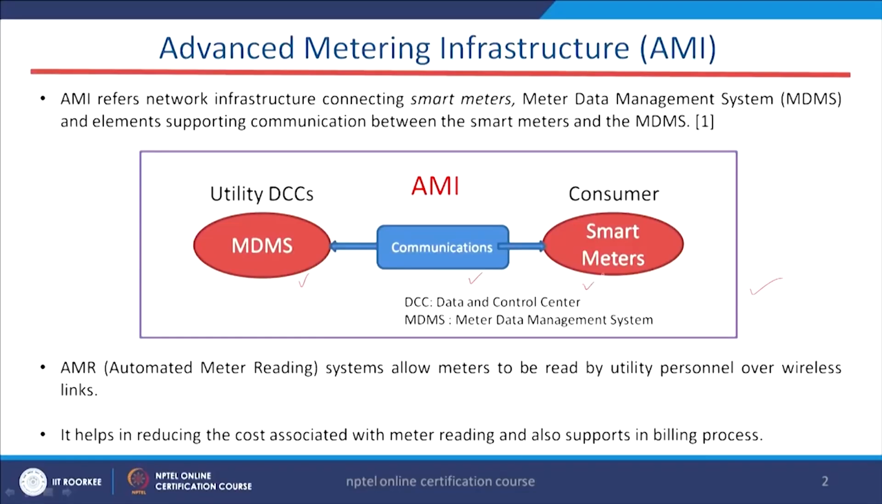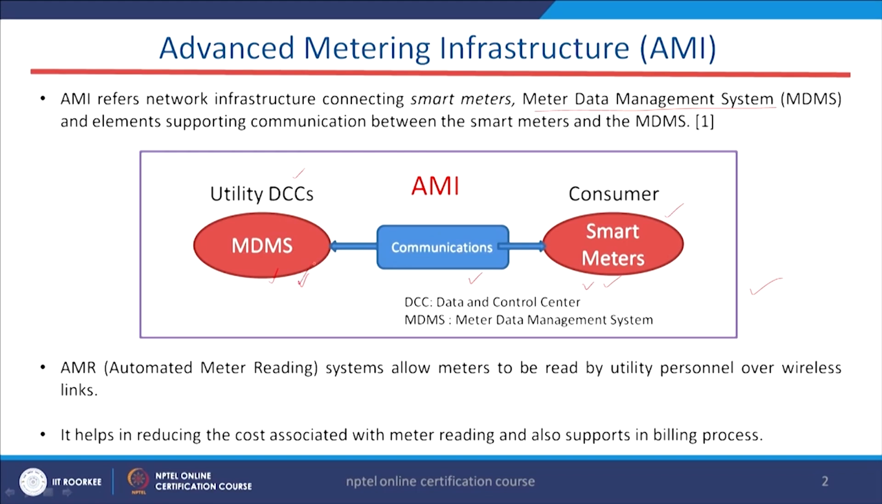The first one is the MDMS. This MDMS stands for Meter Data Management System, and the second one is the smart meters, which are located in the consumer's premises, and this MDMS is present inside the utility DCCs. And this is the data control center, which is present at the premises of the utility.